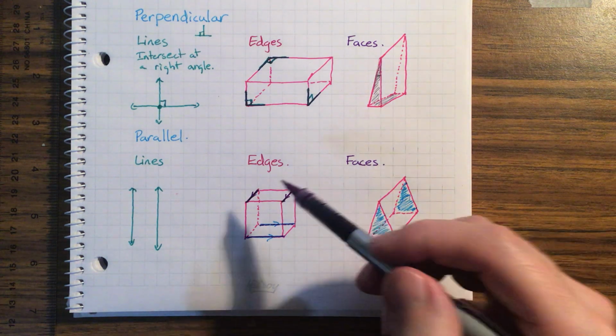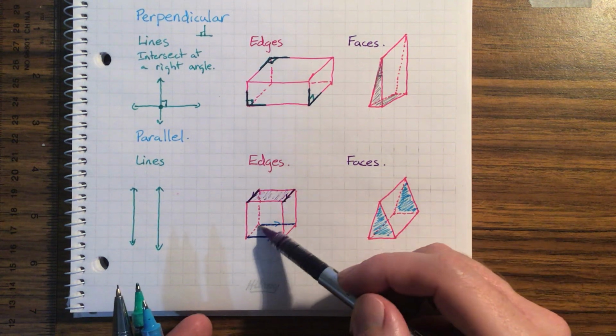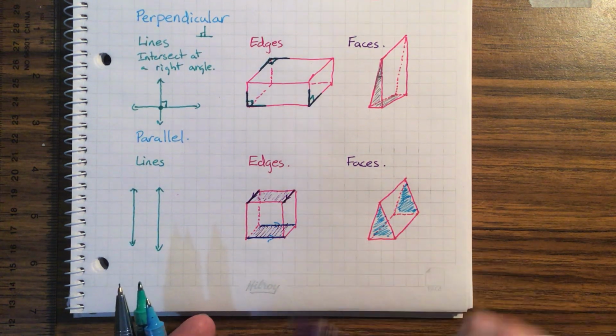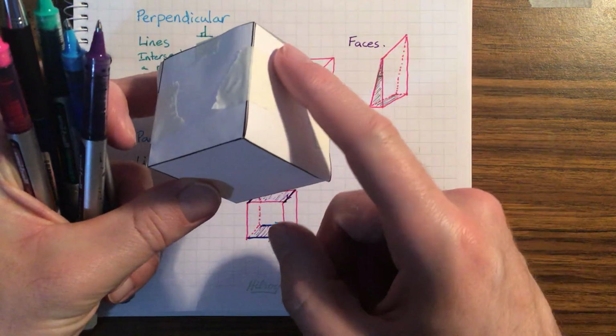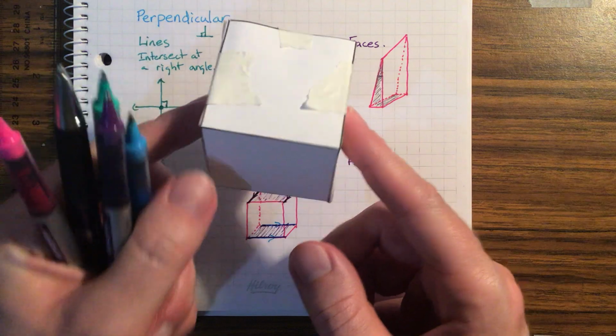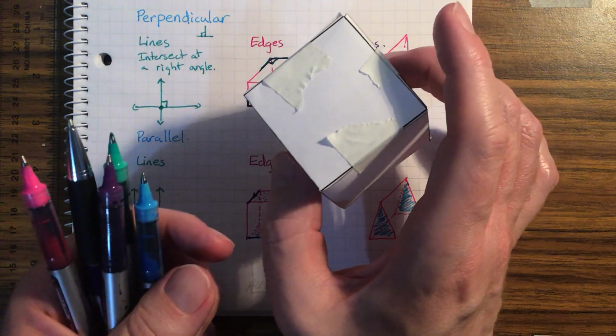If we look on this cube, the top face right here is parallel to the bottom face. Right, if we look at this cube, this face would be parallel to this face on the other side. These two faces would be parallel.